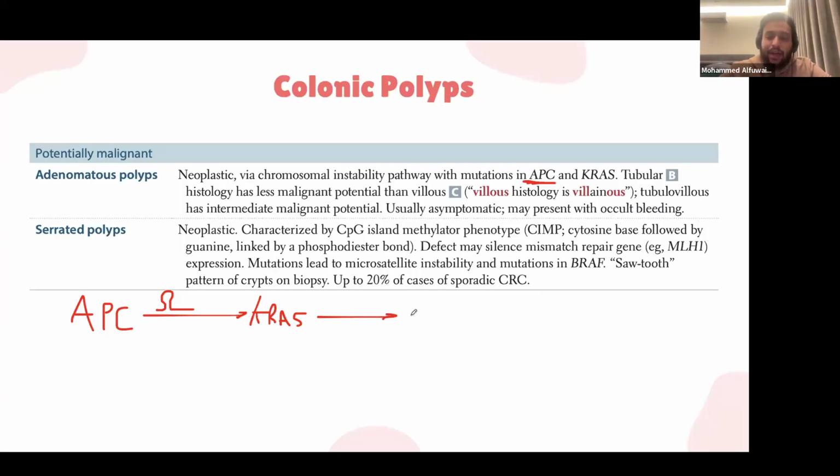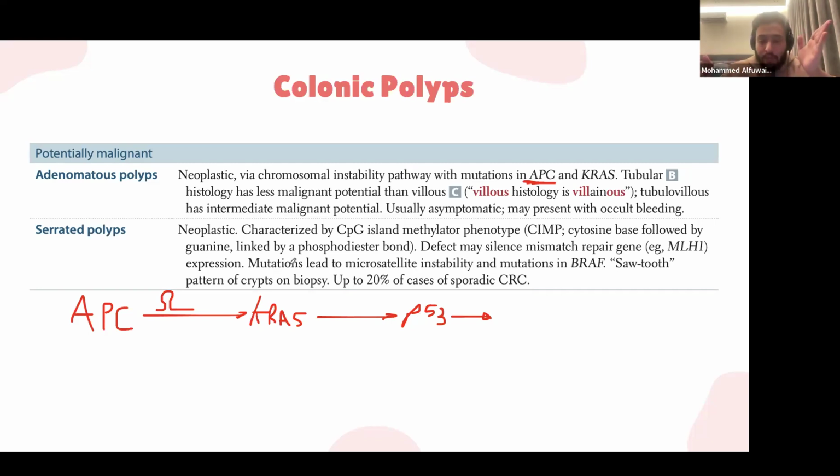Then the last thing is you have a P53 mutation. The P53 mutation will allow it to become cancerous. This is a chromosomal instability pathway. These three genes start off with the APC gene, which allows it to become a polyp. If it's P16, then correct that. You have P16 as well, but I believe it's P53. Correct me if I'm wrong. You start off with APC, then KRAS, then P53, and then you develop the cancer.